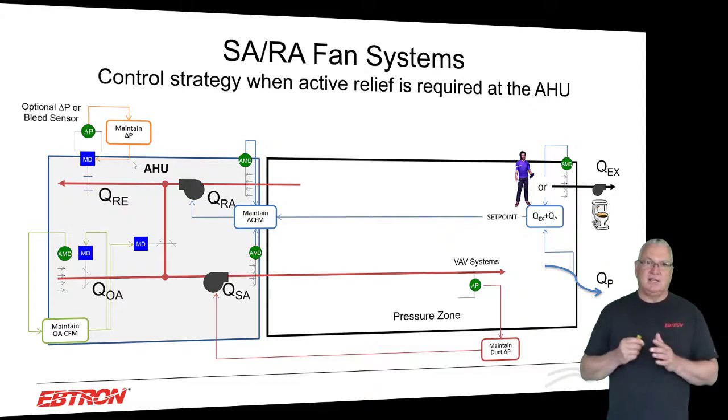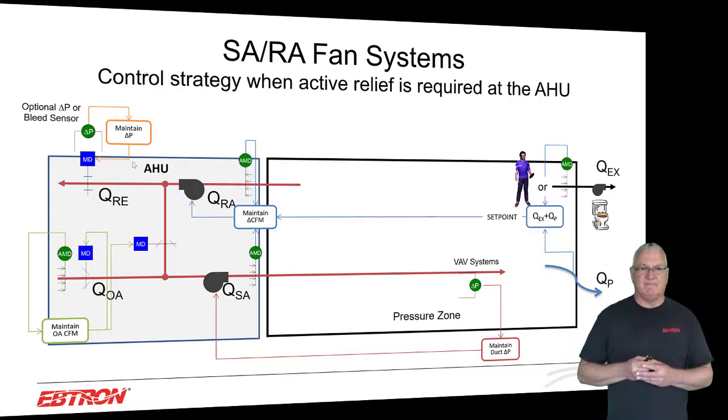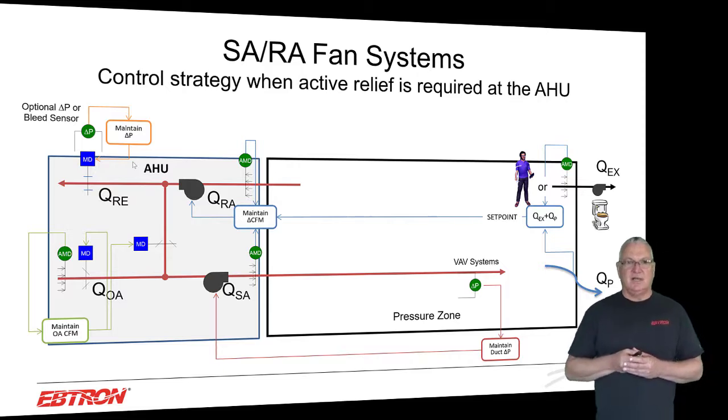Now, the one thing that we do add on a supply return air fan system is, we can either go to two position on this relief air damper, which is one way to do it, or if we want more positive verification, we can put a pressure sensor across that relief air damper, or we'll use actually a bleed airflow sensor across it and control it that way.